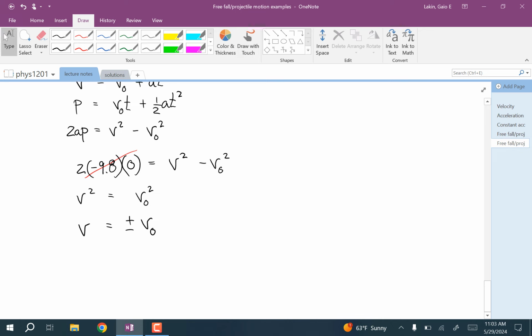So now you have to think physically, which one of these do we want? When the ball returns to the height of 3 meters, returns to where it was thrown from, is it on the way up or on the way down? In this case, it's on the way down. And so the velocity when it returns to that height is negative 10 meters per second.